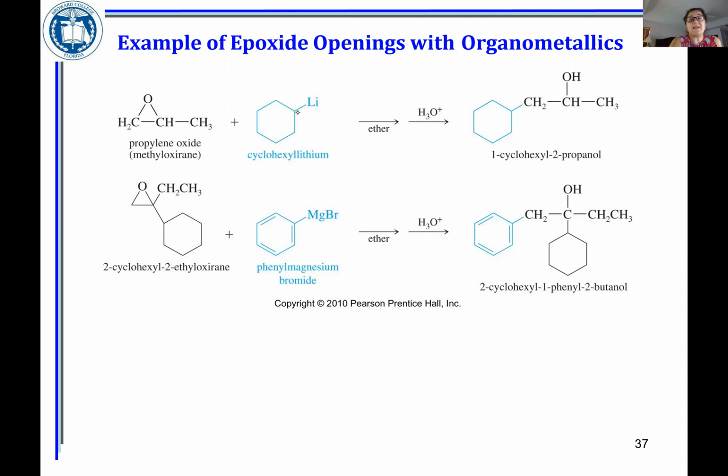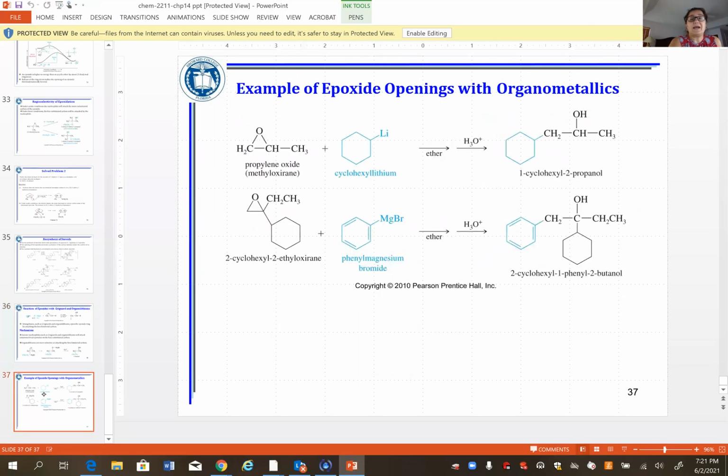Okay. We have alkyl lithium, which is very similar to Grignard reagent. Carbon here is negative charge because lithium is positive charge. This is a nucleophile. And when you have the nucleophile, it's going to attack the least substituted carbon, and the OH will break over the other carbon. So you get alcohol in this case.